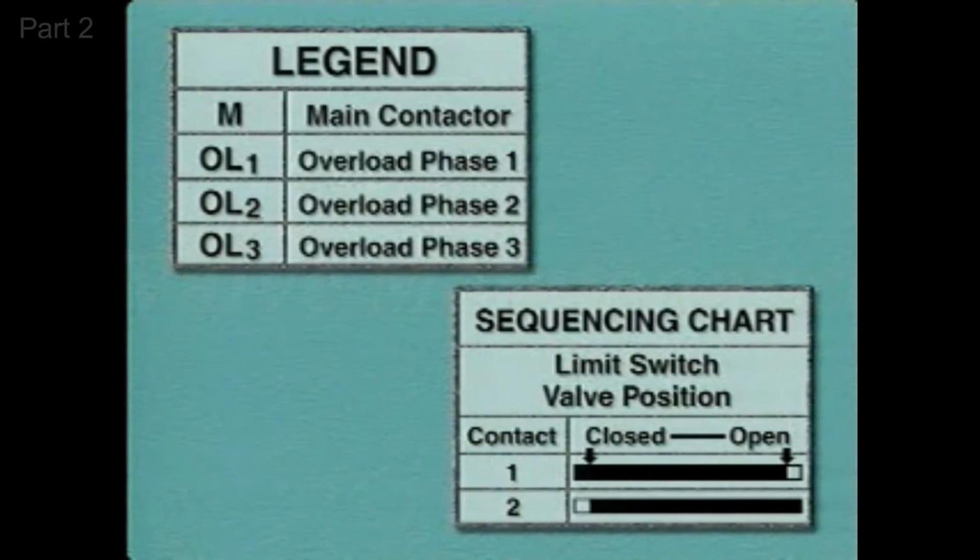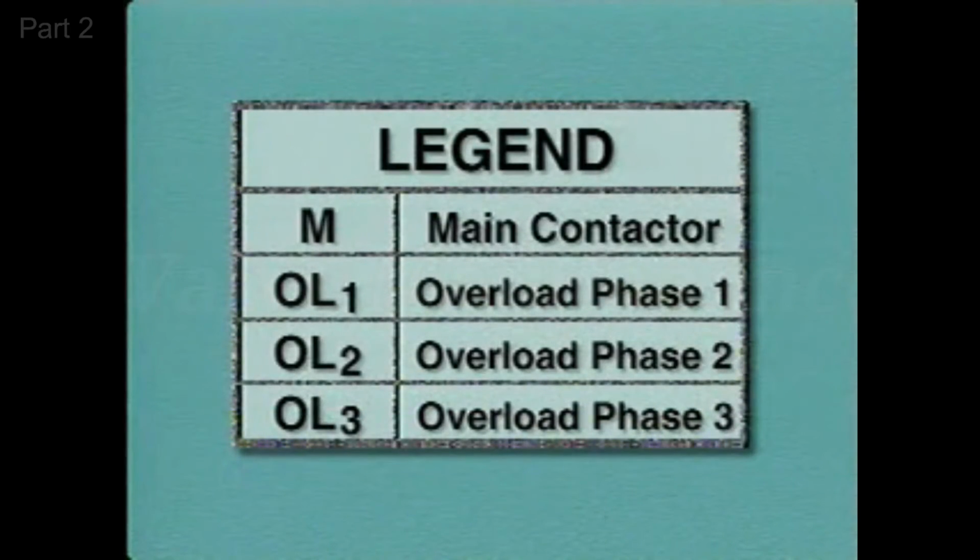Most motor controller diagrams are accompanied by 2 types of charts, legends and sequencing charts. Legends can help you identify the symbols and abbreviations used on the diagrams. For example, this legend shows that the letter M represents the controller's main contactor, and that OL1, OL2, and OL3 represent the overload devices for phases 1, 2, and 3, respectively.